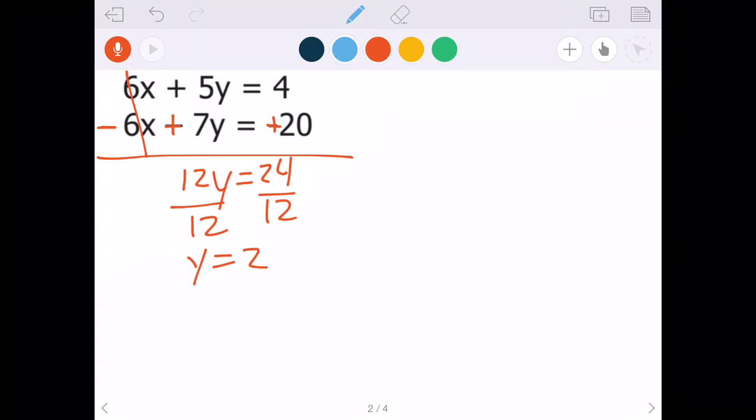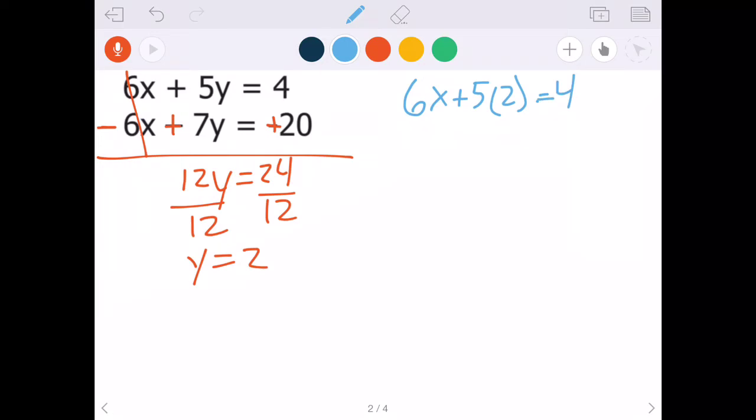Now once I have solved for one of the variables, I still need the other part of the ordered pair. I need the x in this case. So I'm going to plug the 2 in for y into either one of the equations. I don't think any of them is really easier than the other. I'm just going to choose the first one. So again, I plugged in 2 for y, and then I'm just going to go ahead and solve for x.